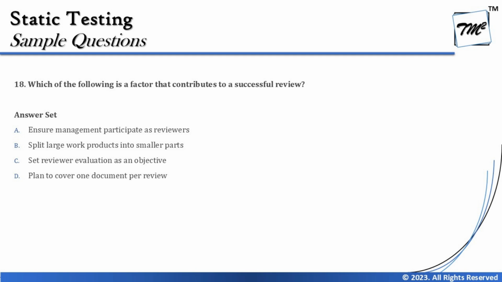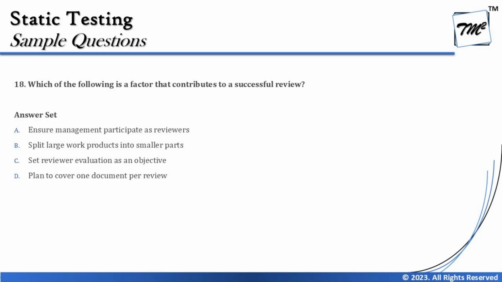Question number 18. It says, which of the following is a factor that contributes to a successful review? I think we had a bunch of factors discussed there, and we summarized it in our tutorial, stating what is so important for any team to follow during a review process to make sure that it turns out to be successful rather than a failure. So let's check out the options here, because options will help us understand which one is a factor and which one is not. Option A says, ensure management participates as reviewer.